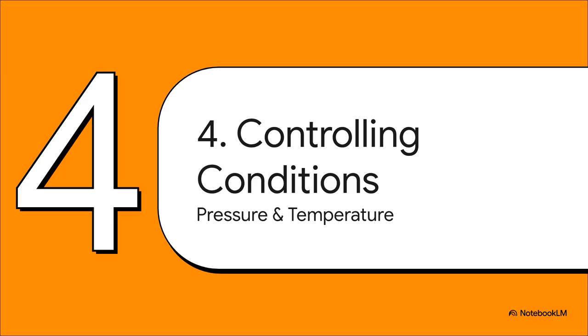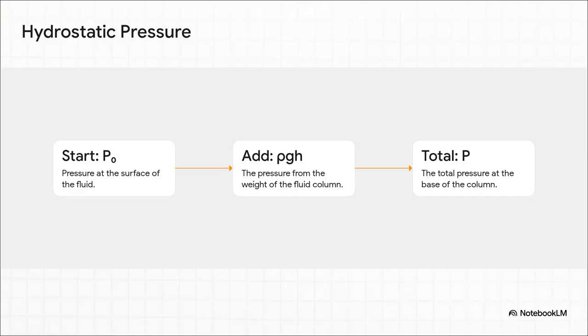Okay, so we've got our ingredients, and we've got them moving. But there's another piece to this puzzle. The environment they're moving through is just as important. The conditions inside our factory, they can literally make or break the final product. So let's talk about pressure.